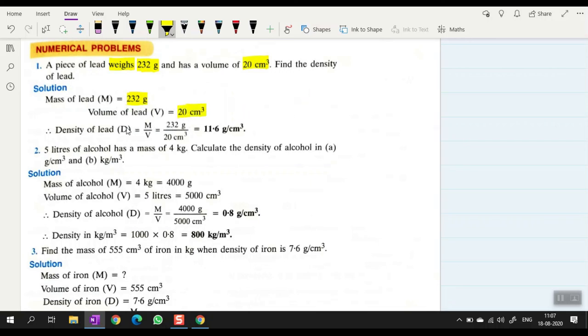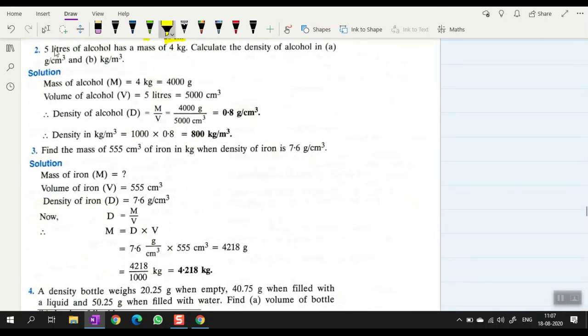Find the density. So density is mass upon volume. See, mass is in grams, that is the CGS unit of mass. Volume is in centimeter cube, which is the CGS unit of volume. So 232 grams upon 20 centimeter cube, if you divide, you get 11.6. But what will be the unit of density of lead? Gram per centimeter cube. Since both mass and volume were in CGS units, the density will also have the CGS unit. Very simple. Let's go to the next question.